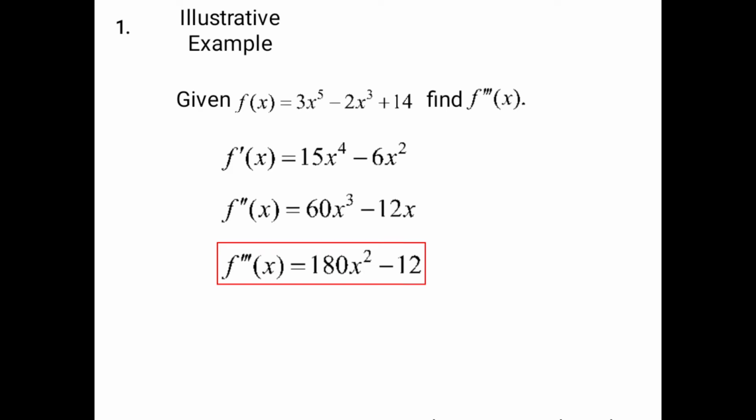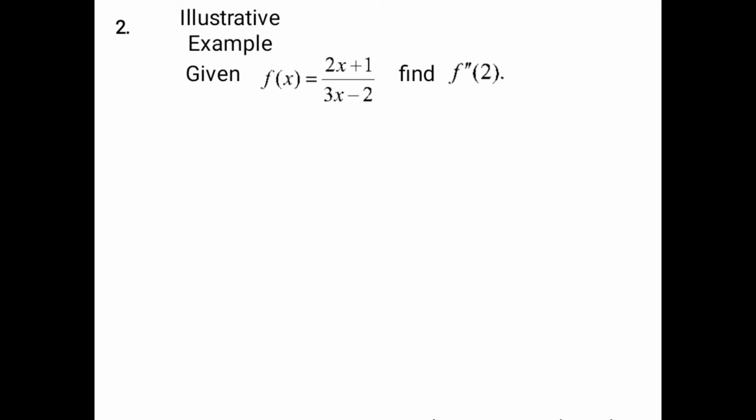Now, let's move forward to finding the third derivative. Just apply again the constant multiple rule. 3 times 60 is 180. Then subtract 1 from the exponent. Then we have 180x squared minus 12. Since we only have 1 as our exponent for variable x, just subtract 1, then we don't have any exponent at all. That's why we only have a constant here. And then the final answer for the third derivative of this function is 180x squared minus 12.